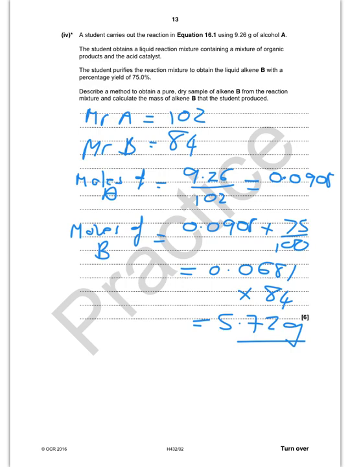Okay, what about purification? Well, you're going to use a separating funnel, which is going to separate your aqueous layer from your organic layer. You're then going to dry it with an anhydrous salt, something like magnesium sulfate, and then finally you would re-distill the product.